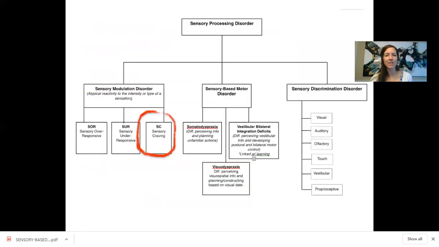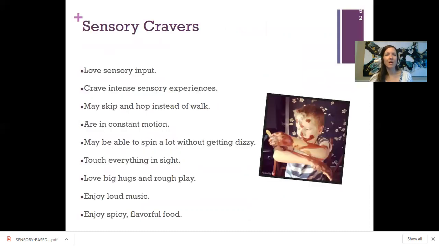Okay, and then last we have the sensory cravers. These are kids who love sensory input. They crave the more bright, loud, intense, fast, the better. They're in constant motion. They may be skipping or hopping instead of walking. They could spin, spin, spin and never get dizzy. They would touch everything in sight. They love big hugs and rough play. They enjoy loud music and spicy, flavorful food. These kids are a lot of fun.